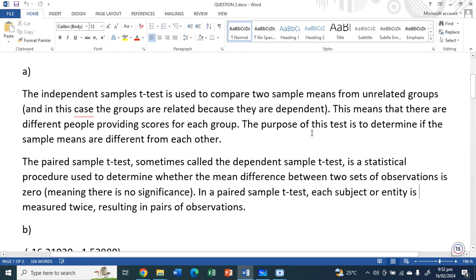So the purpose of the test is to determine if the sample means are different from each other. That's the whole purpose of the independent samples test. You get unrelated groups of people, you get their means, and you want to see if the means are different from each other. But in this case, since we're using the same people for the same test, an independent samples test is not suitable.